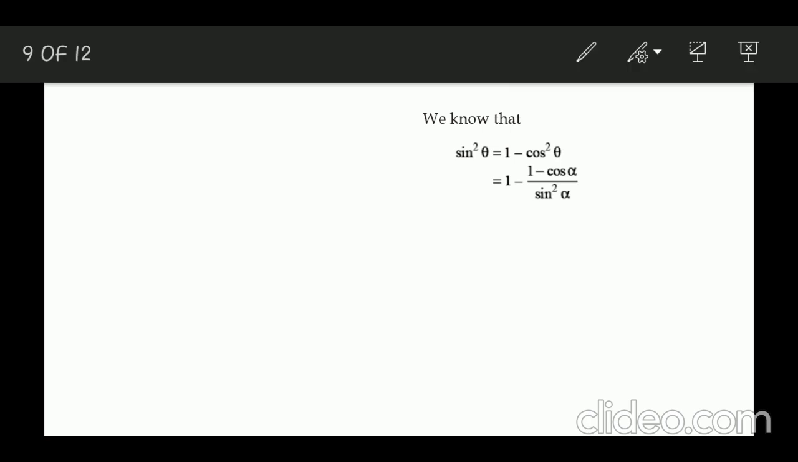Now, keeping that aside, we know that sin square theta is equal to 1 minus cos square theta, which further can be written as 1 minus cos alpha upon sin square alpha. So just now we have seen that cos square theta is equal to 1 minus cos alpha upon sin square alpha. That value is substituted in this particular equation here.